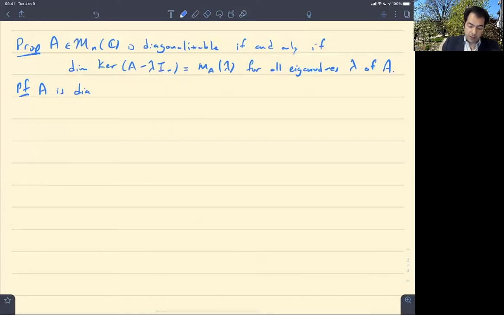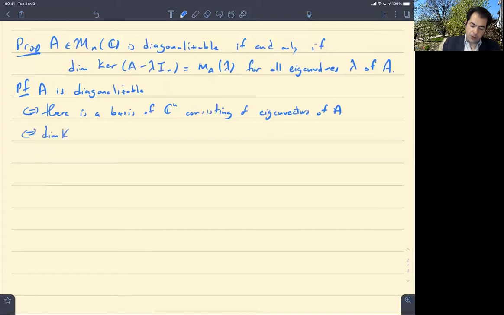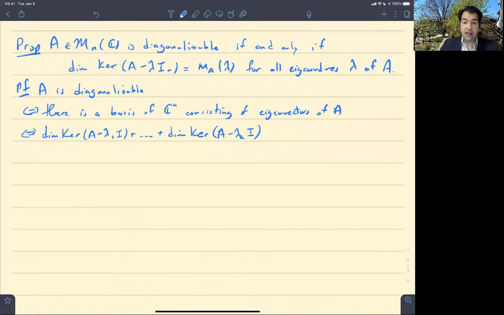We've basically already done this, but let's write it out. A is diagonalizable if and only if there is a basis of C^n consisting of eigenvectors, which is the same as saying that the dimension of the kernel of A minus lambda 1 times the identity plus up to the dimension of the kernel of A minus lambda k times the identity, so again, I'm using lambda 1 through lambda k as the distinct eigenvalues of A, is equal to n, which is equal to the sum of the algebraic multiplicities.